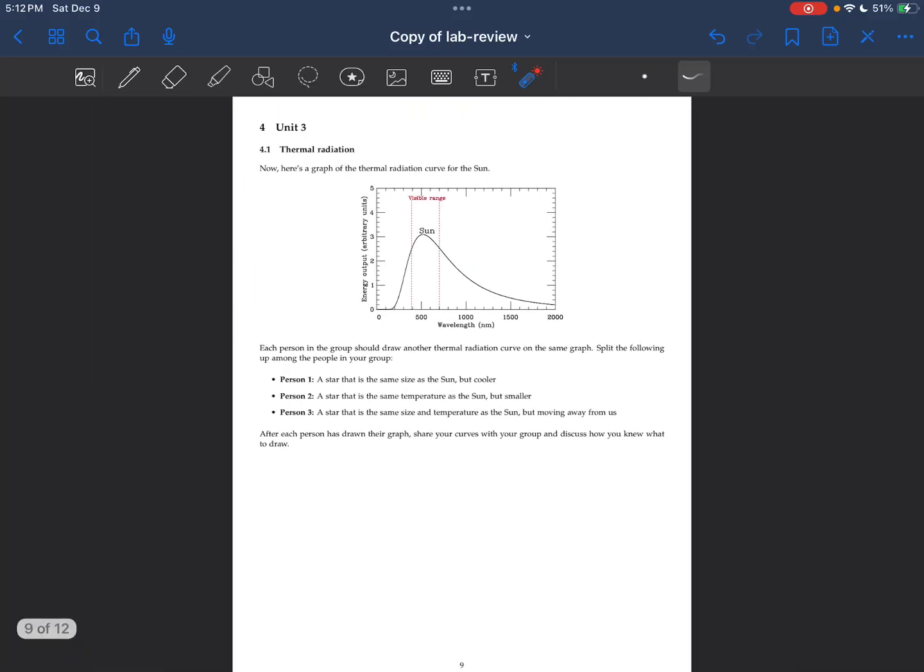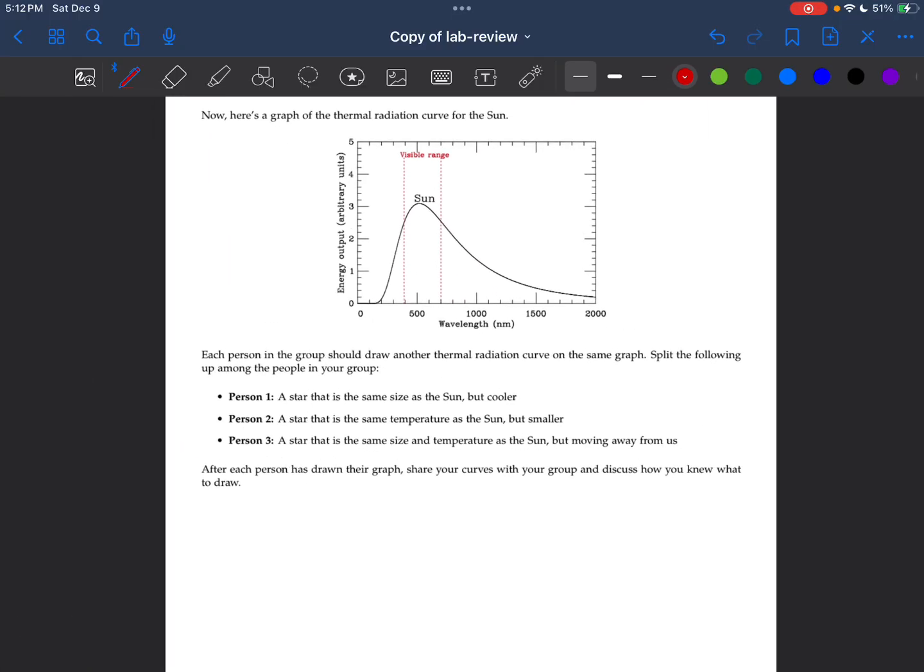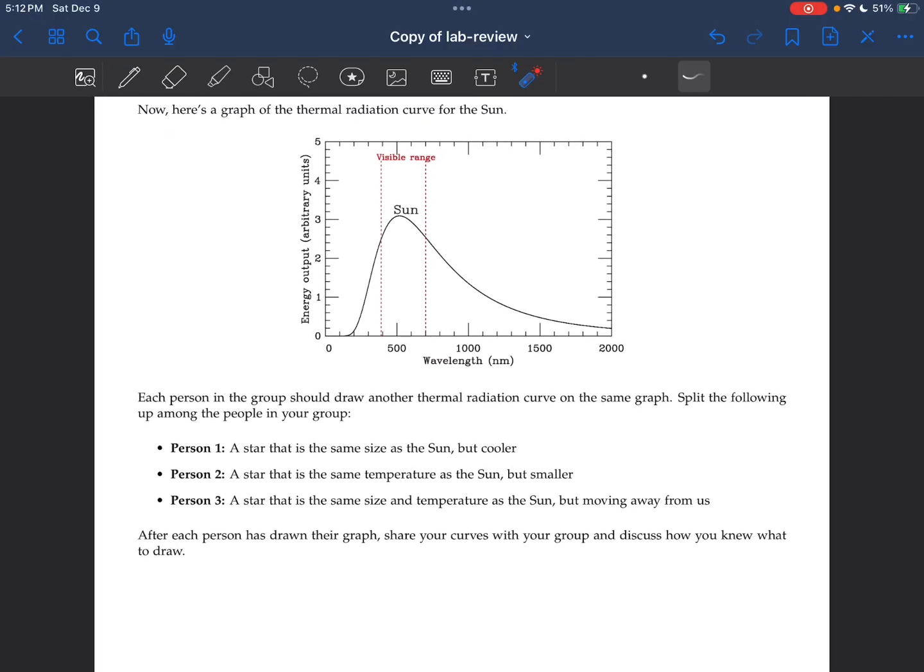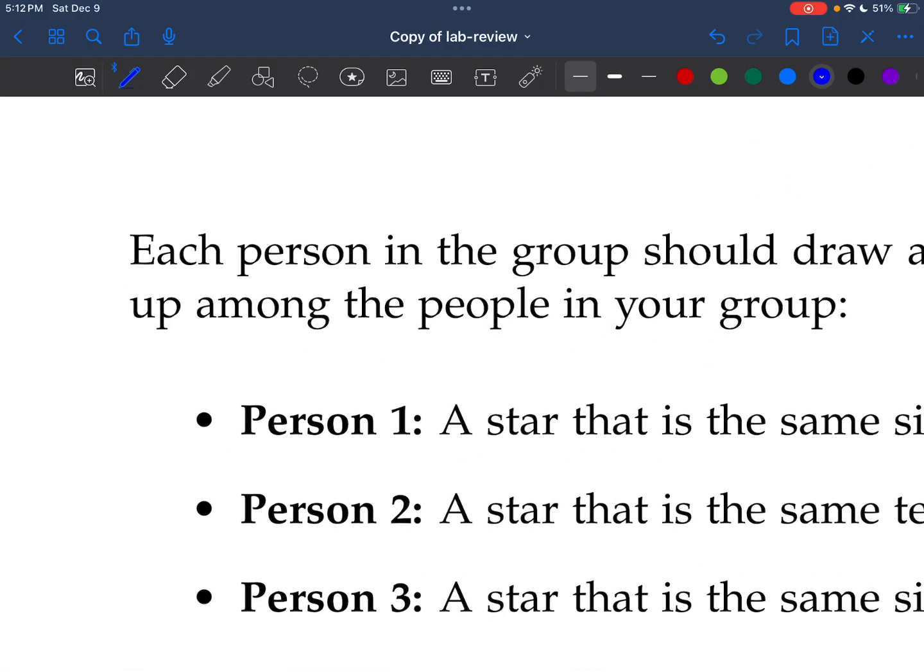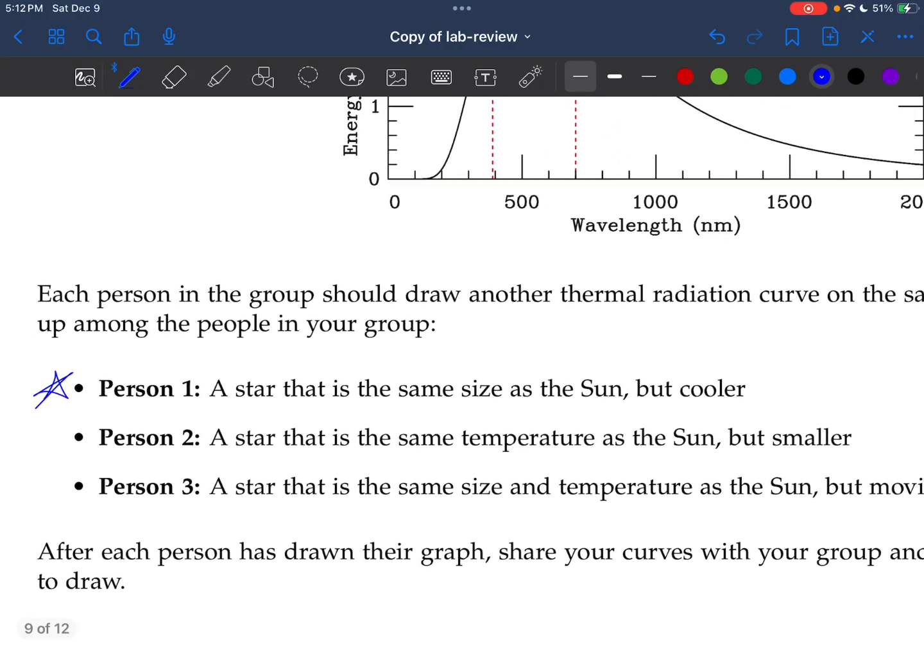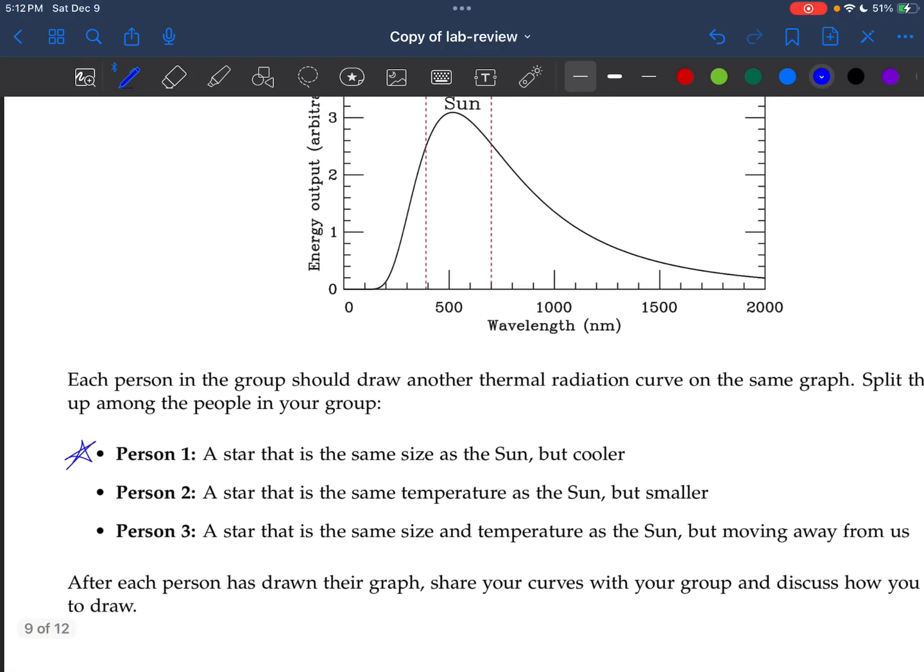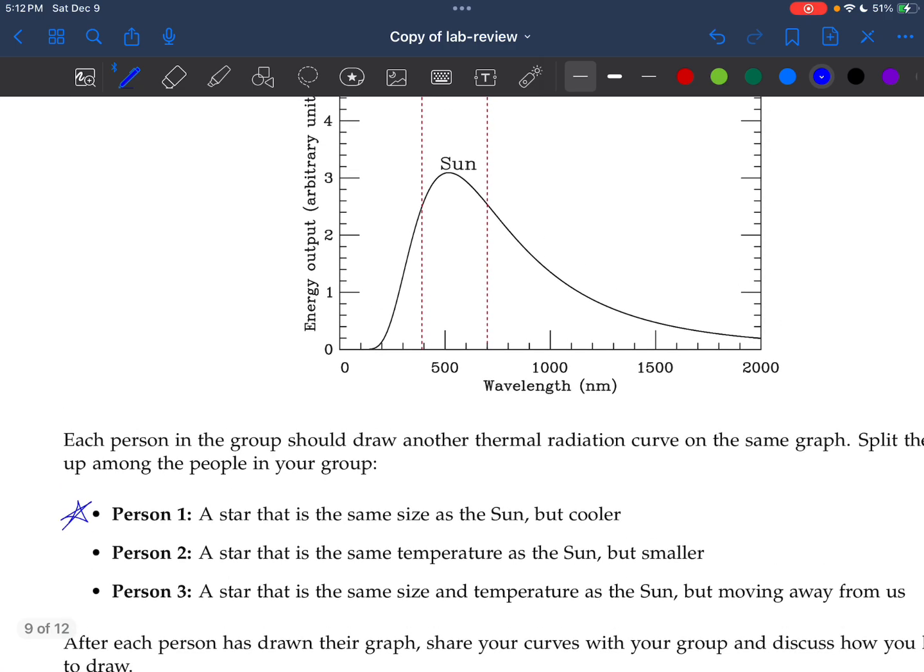Moving right along. Now we're looking at thermal radiation. And we were going to draw a few different stars. So I'll draw the first one in blue. So we'll start with A. It's the same size as the sun, but it's a little bit cooler.